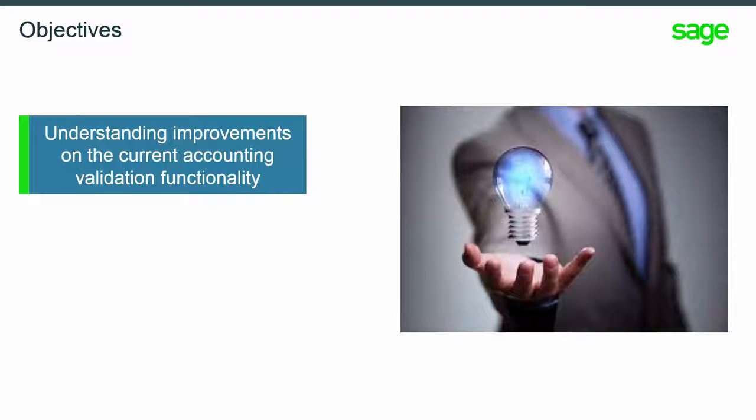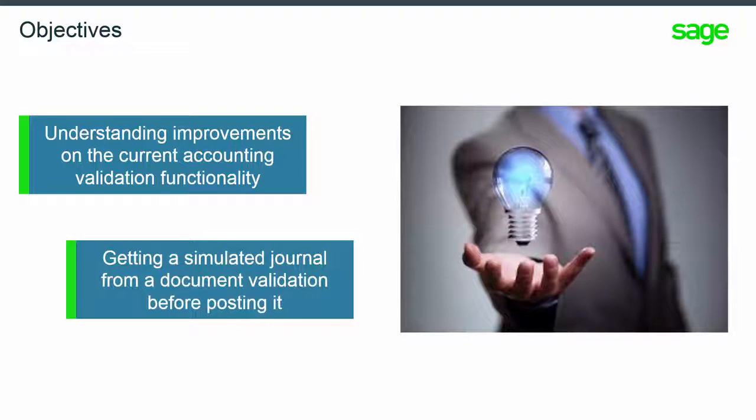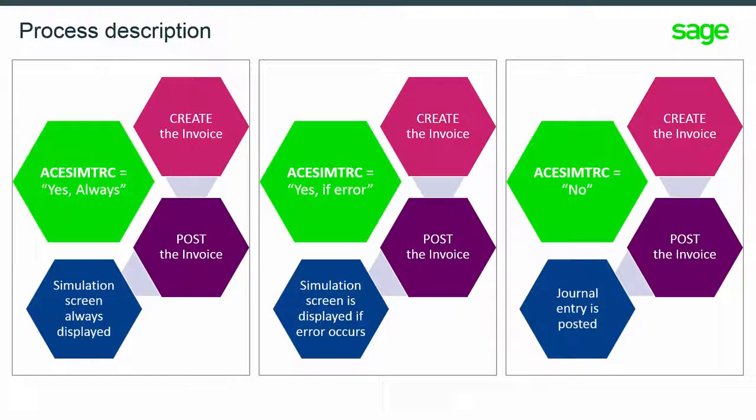In this topic, you will learn how the current accounting validation functionality has been improved and how to get simulated entries from a document validation before posting it. When running single or mass generation processes of accounting entries that use automatic journals, a screen can now be displayed to show the simulated entry without posting the document.